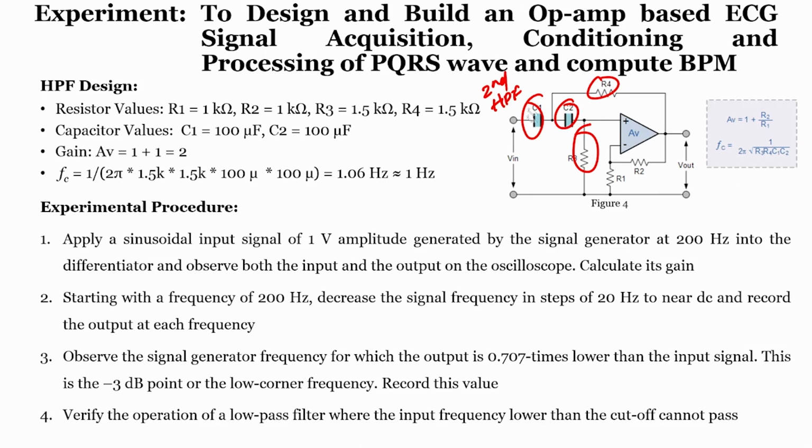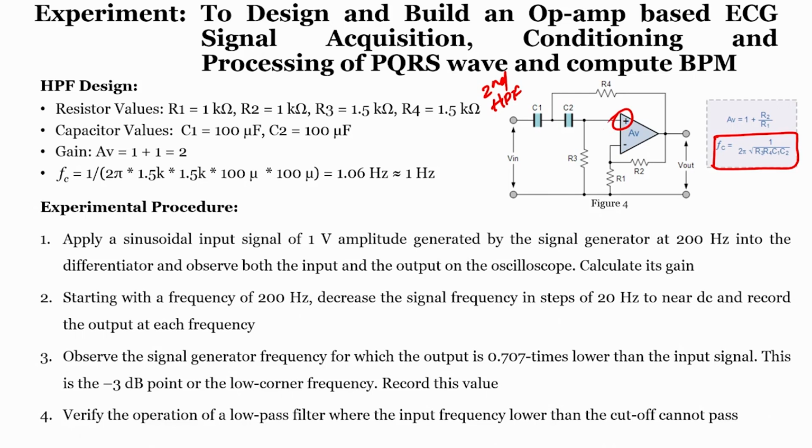Because we have two capacitors and two resistors, the cutoff frequency will be calculated as 1 by 2 pi into root of R3, R4 and C1, C2. Just recall our high pass filtering sessions, you can easily understand that. And since the input is connected to the positive terminal of an operational amplifier, this is a non-inverting type.